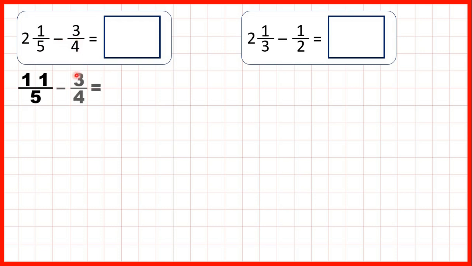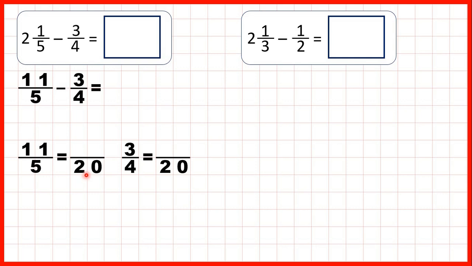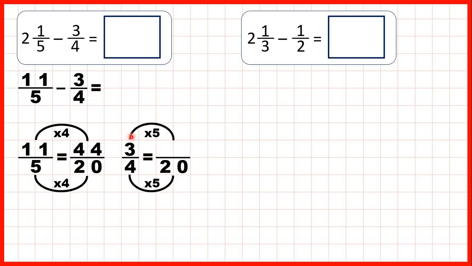And we're subtracting 3/4. But to subtract fractions, we need the denominators to be the same. Now the lowest common multiple of 5 and 4 is 20, so we can find equivalent fractions to 11/5 and to 3/4, which both have a denominator of 20. We use multiplication to find equivalent fractions, and 5 times 4 is 20, so if we do the same to the numerator, 11 times 4 is 44. Now 4 times 5 is 20, so we do the same to the numerator, and 3 times 5 is 15.